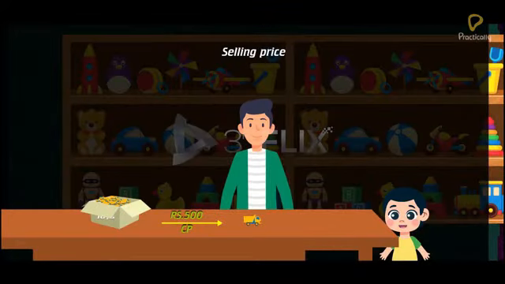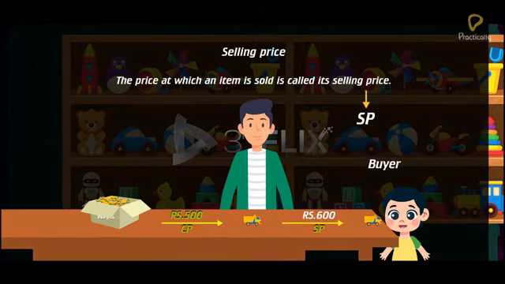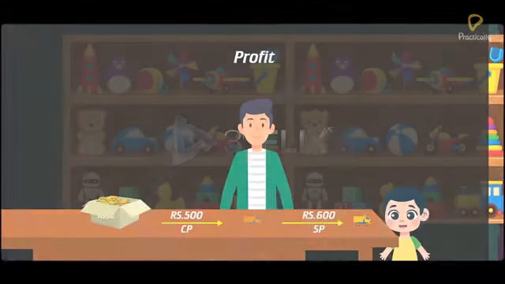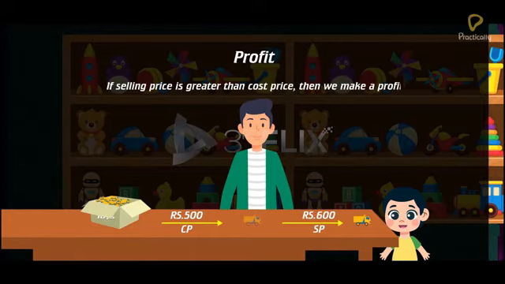Selling price. The price at which an item is sold is called its selling price, denoted as SP. Profit. If selling price is greater than cost price, then we make a profit. Profit is equal to selling price minus cost price.